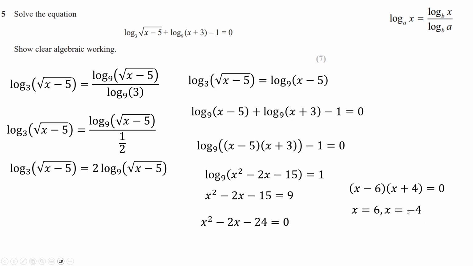Except you can't do a log of a negative number. You can't do, say, a log of negative x. So you can just say that x equals 6 is the only solution.